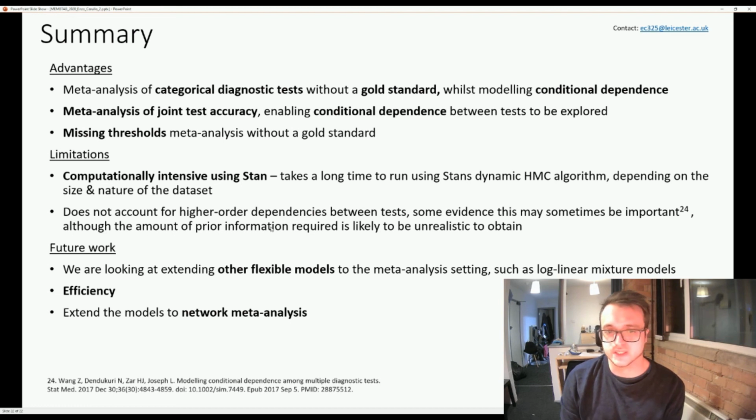Future work would be to look at extending the methods to other flexible models in the meta-analysis setting, which may be just as flexible as multivariate probit, but less computationally intensive, using standard algorithms such as log-linear mixture models, and to extend the models to network meta-analysis.